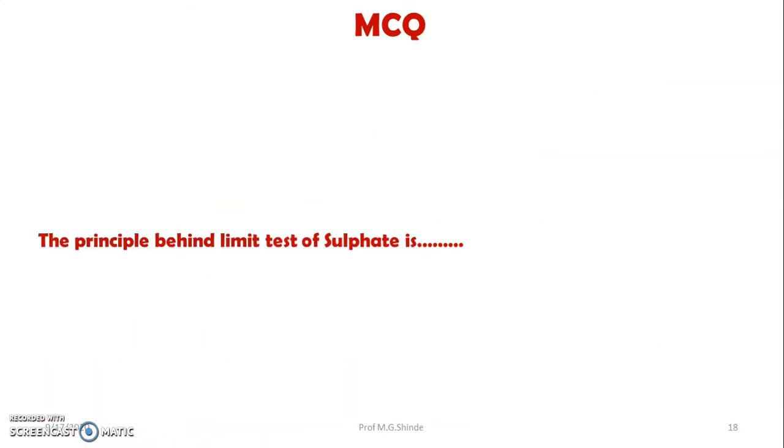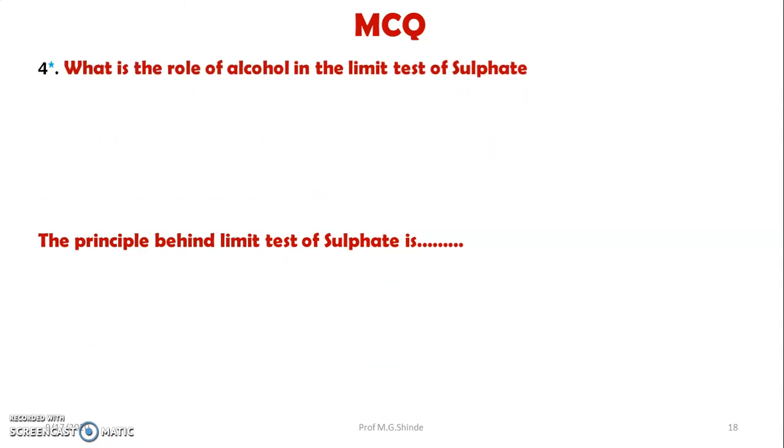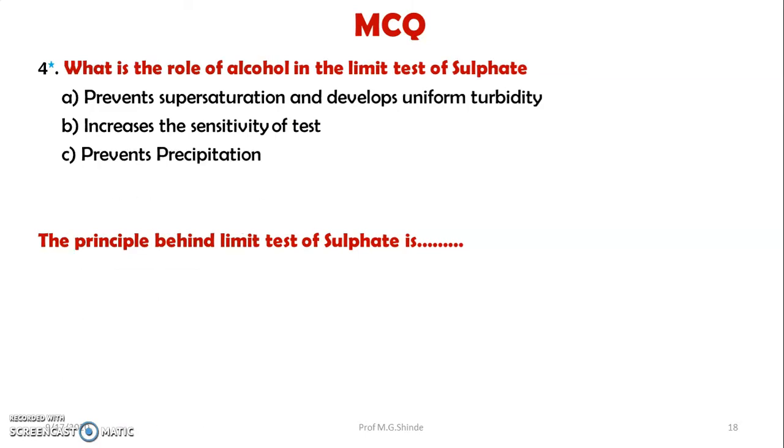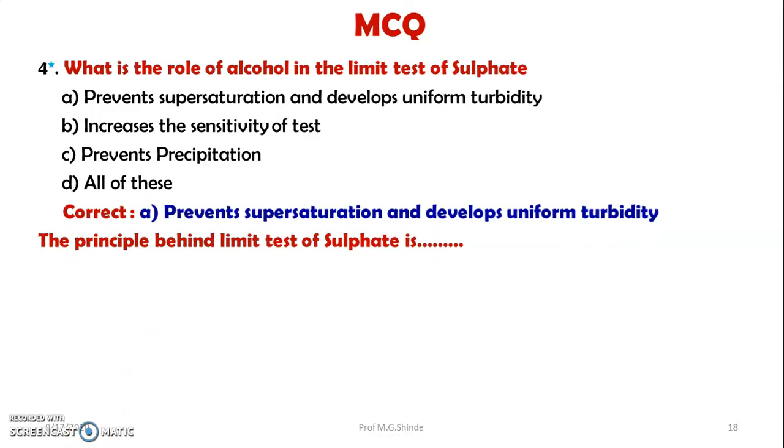Fourth MCQ: what is the role of alcohol in the limit test of sulfate? First option is prevent supersaturation and develop uniform turbidity. Second is increase the sensitivity of the test. Third, prevent precipitation. Fourth option is all of these. So the correct option is prevent supersaturation and develop uniform turbidity. This is the role of alcohol in the sulfate limit test.